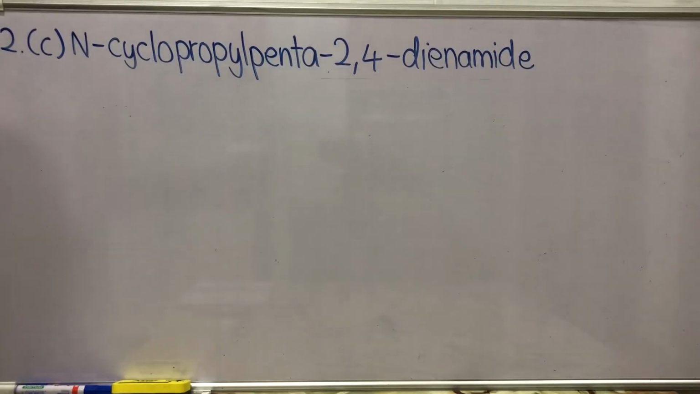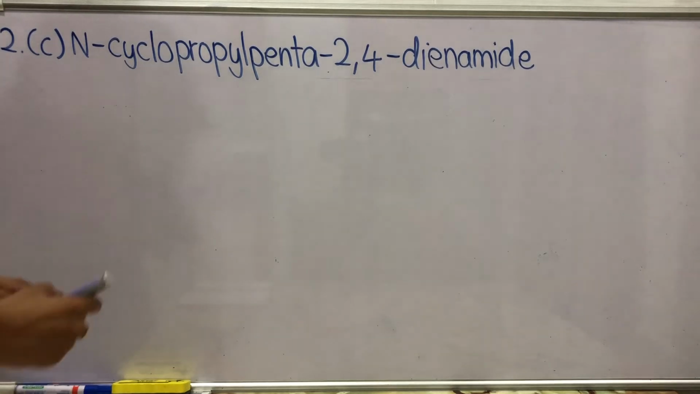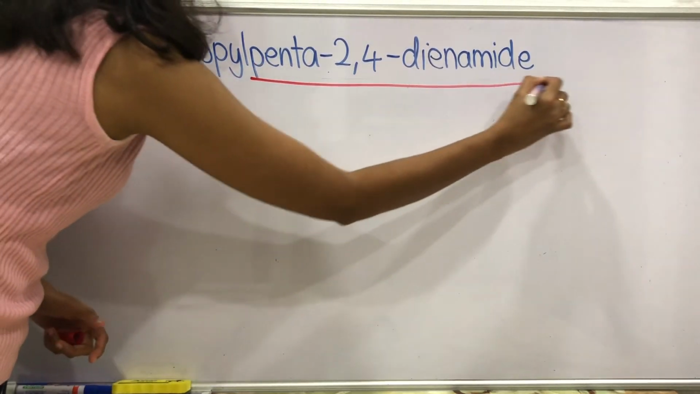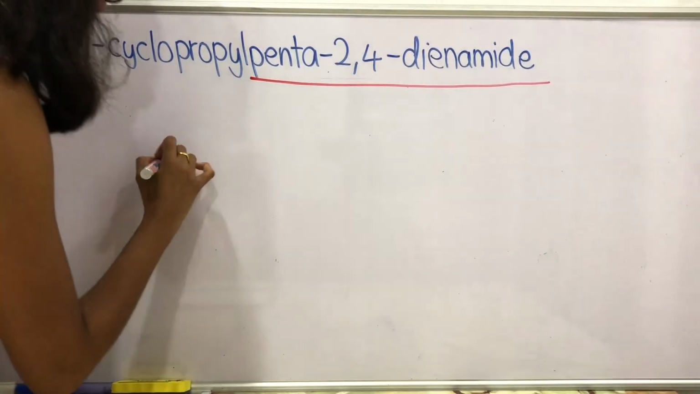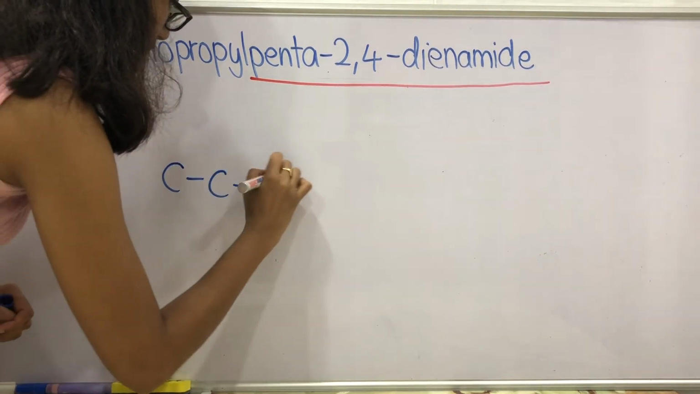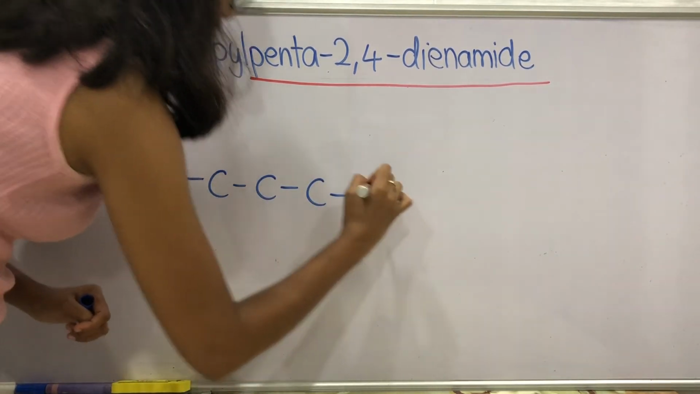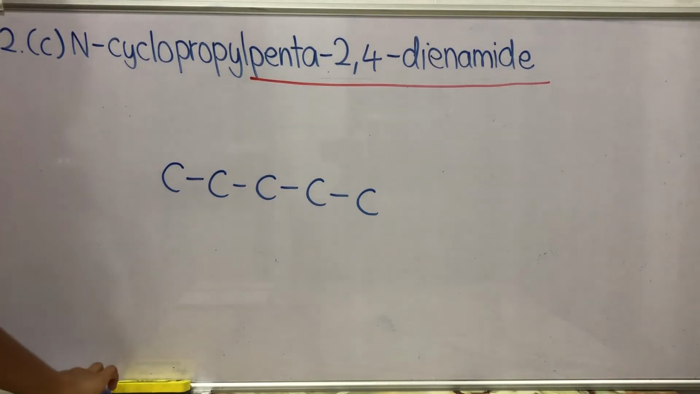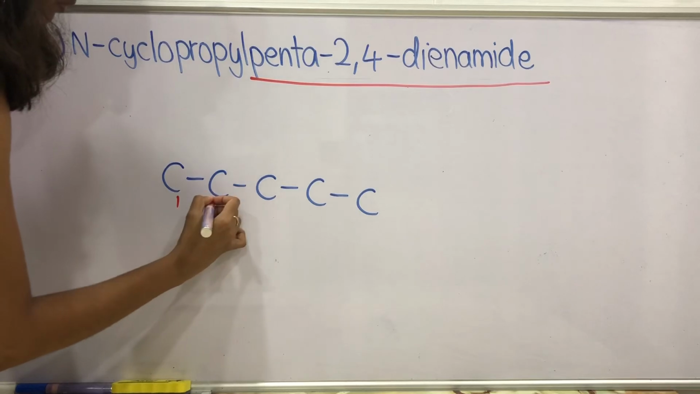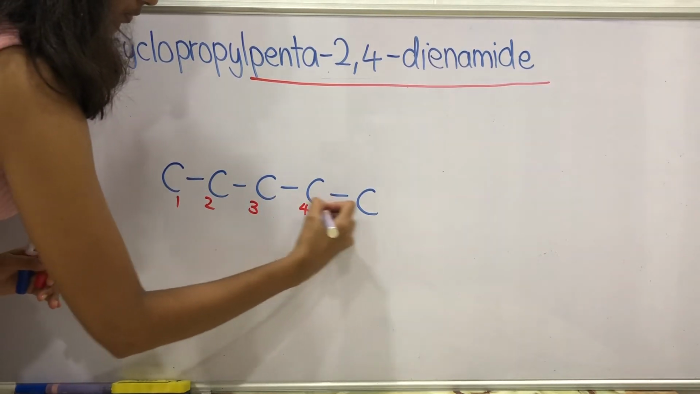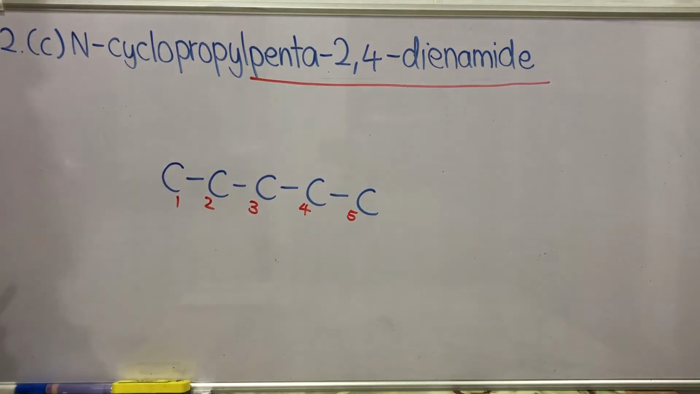Now for the final part, 2C. Here we have N-cyclopropyl penta-2,4-dienamide. So with this, let us draw out the pent structure. So we have about 5 carbons here. Now let's try to number them. Now with this, let's continue.